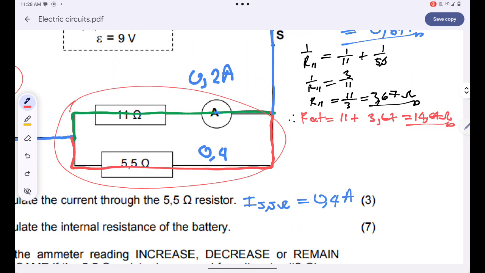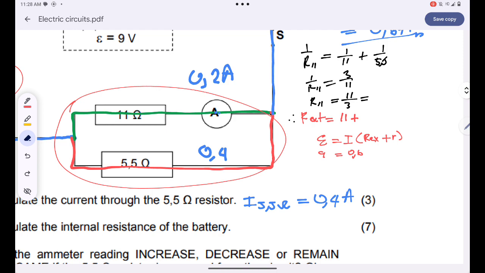Why? Because I know that EMF is equal to I times R external plus R internal. If this is equal to 9, 0.6 is my current, and I'm looking for my internal resistance. But guys, if you didn't want to round off the external resistance, I think it's safer if you do not round off. Let's not round off. We'll round off at the end.